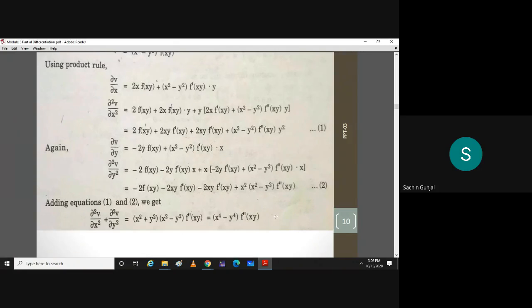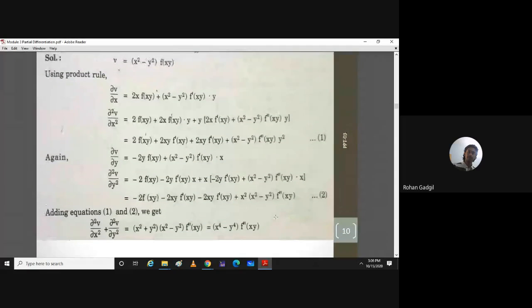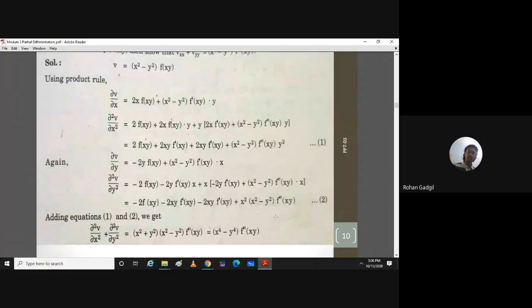Is that fine? Yes, sir. Sir, when we differentiate the function f of xy with respect to x, we get f dash xy. But when we differentiate it with respect to y, will we get the same f dash xy? Okay, let me tell you.